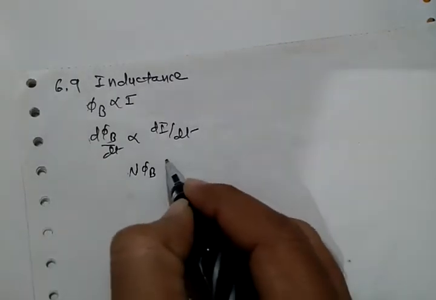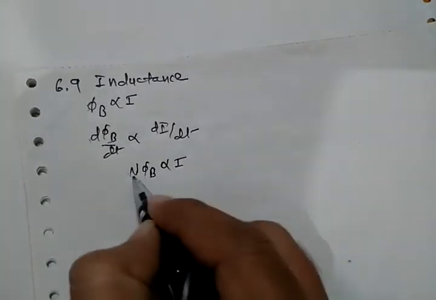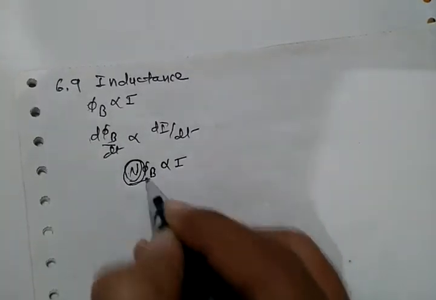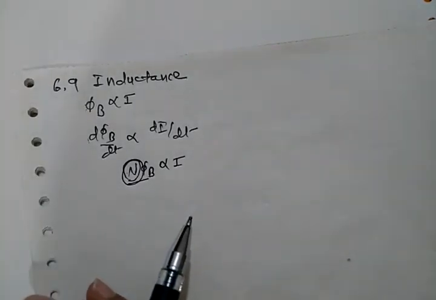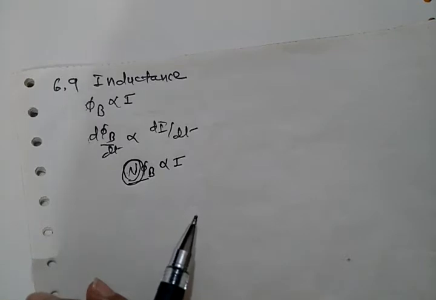Okay, so now here it is directly proportional to I. This is the number of turns, capital N. The constant of proportionality in the relation is called inductance.